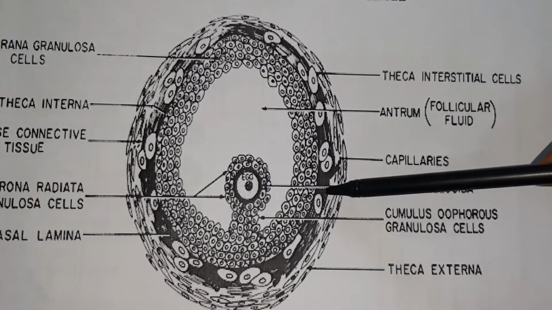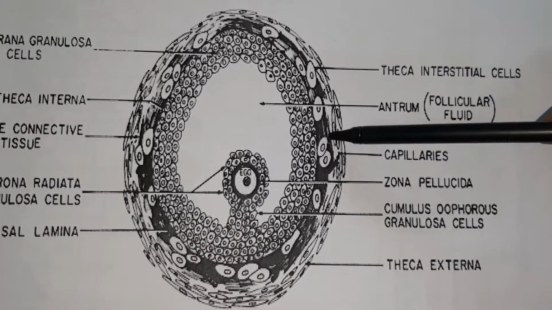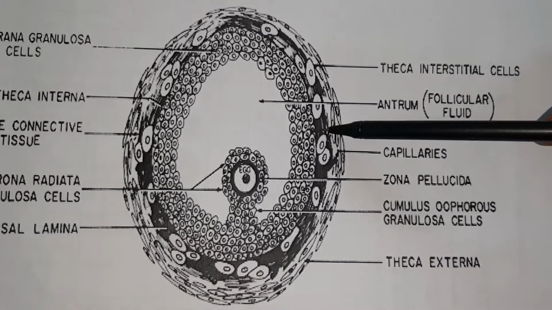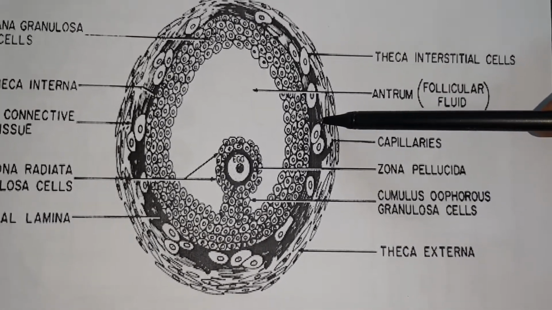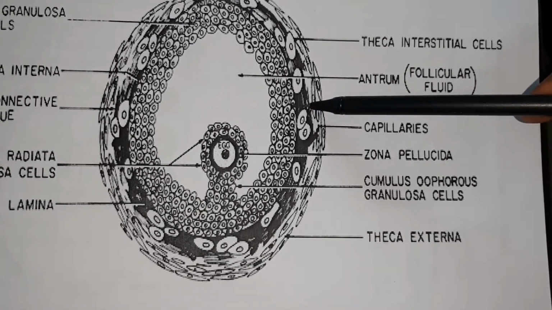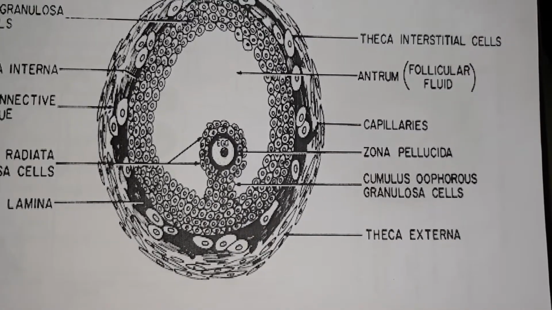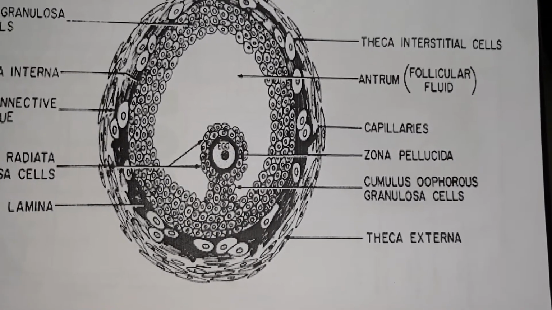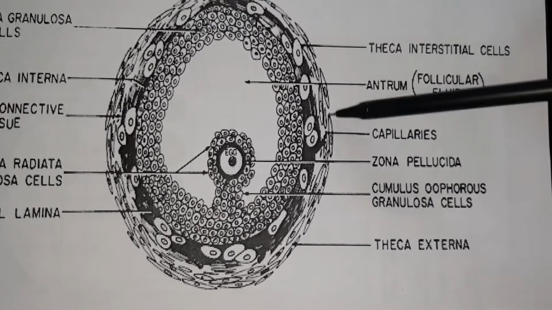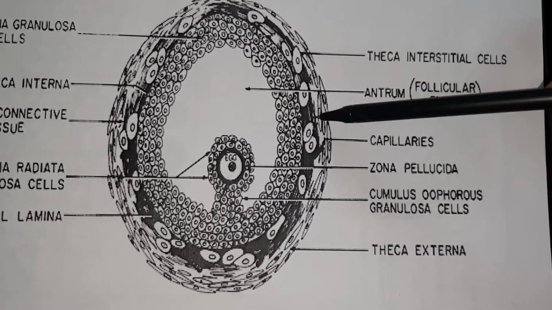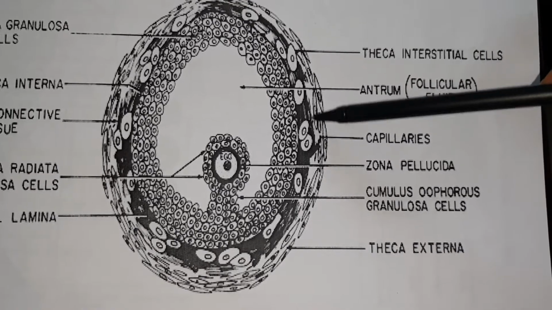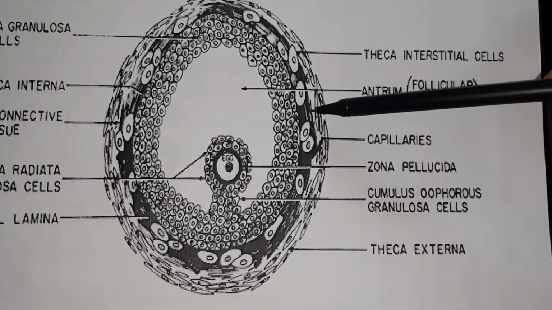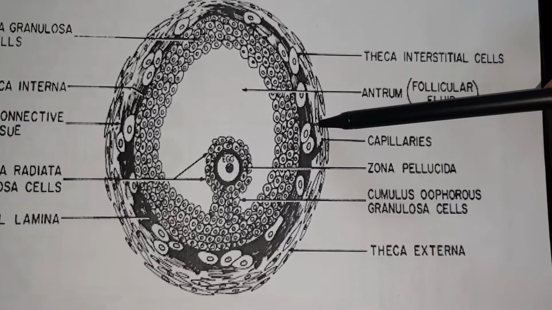Theca interna has high blood vessels. There is a connective tissue. It is highly vascularized. It contains endocrine cells which produce androgens. These are the male hormones, which later on in females are converted into estrogen. Later on, theca interna is also involved in the luteal activity of the empty Graafian follicle, where it plays an important role in the formation of corpus luteum.